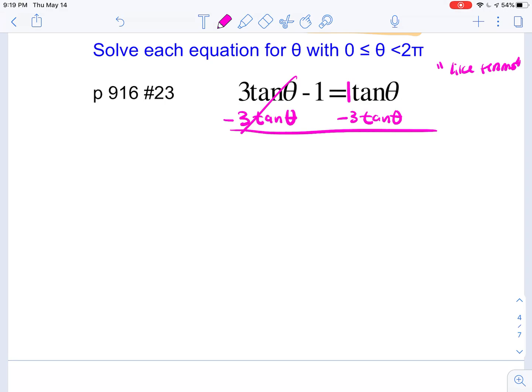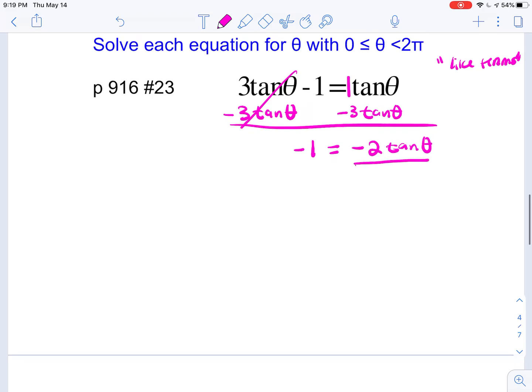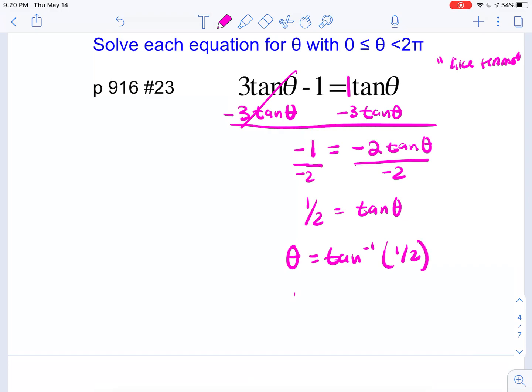Okay, and because they are like terms, I would combine them just like a like term. So this is technically 1 tangent minus 3 tangent, which leaves me with minus 2 tangent of theta. Now we have one trig function, and we're going to isolate that trig function by dividing by a negative 2. So 1/2 is equal to tangent of theta.